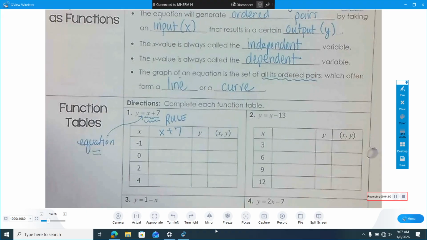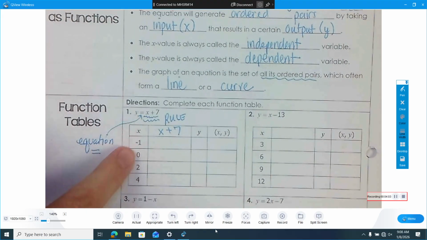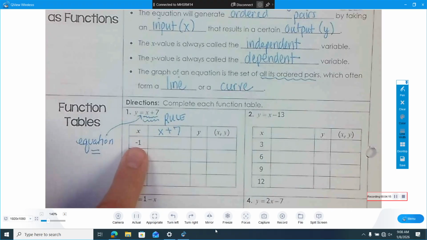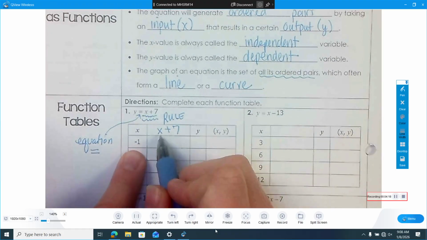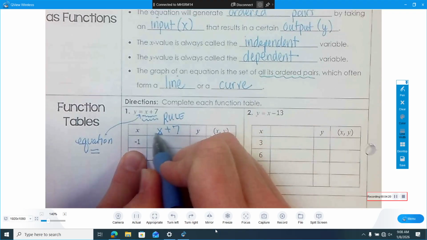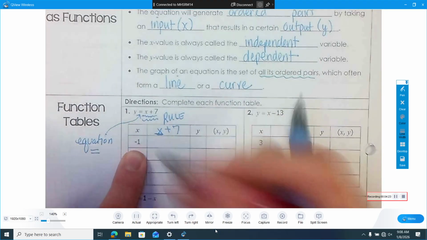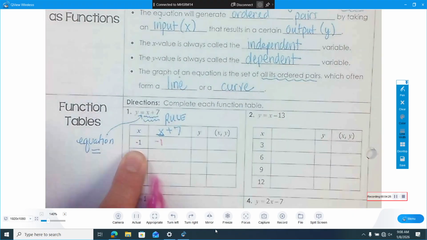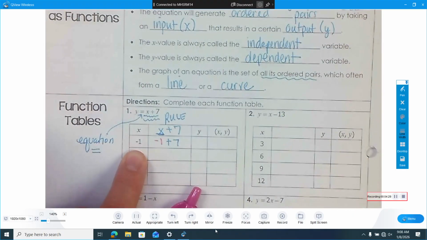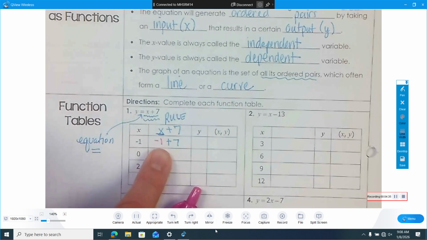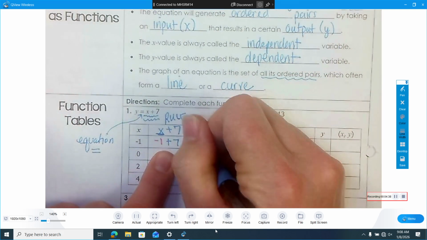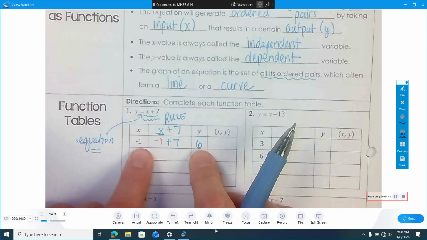little table here. And what we have is we have our x column. These are x values that we've decided to use here. We could really choose any x value we want, -10, -5, -4, okay? But here we chose some nice values. And what we're going to do is we're going to replace the x with the -1 in our rule. So instead of x, we're plugging in the -1. And then we're going to add 7 to it. Because that's what the rule is telling me to do. It's saying, hey, add 7 to your x value. What is -1 plus 7? 6. Beautiful.